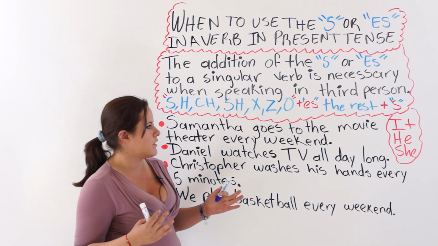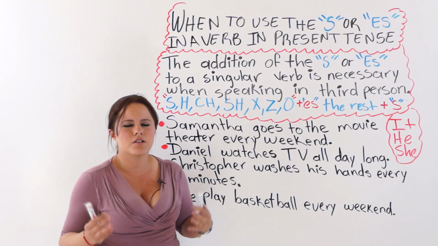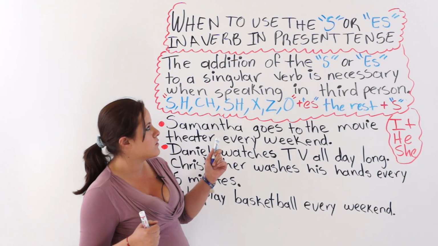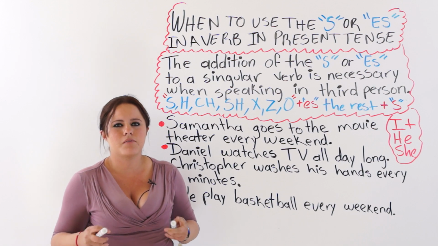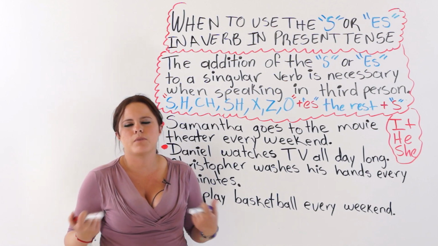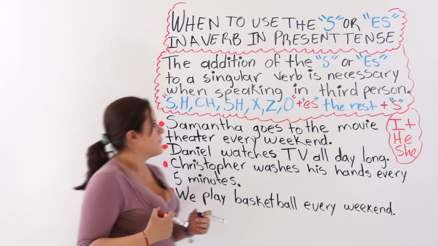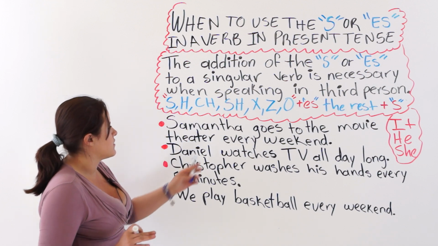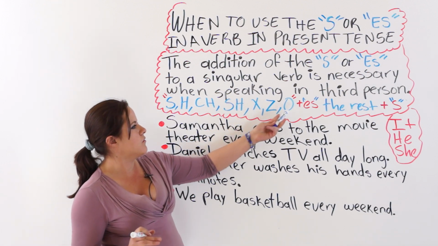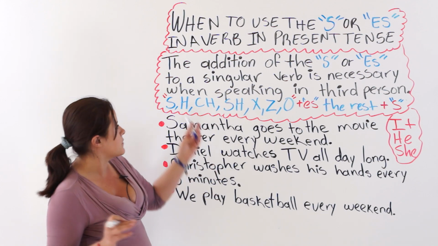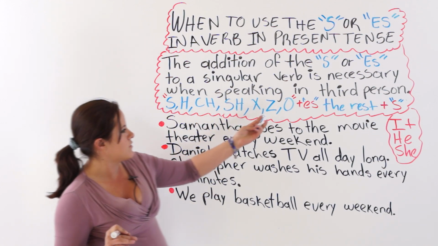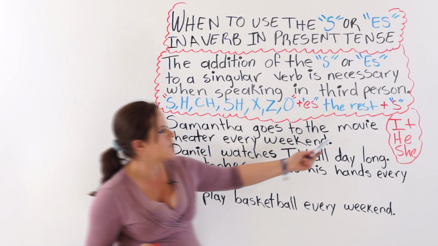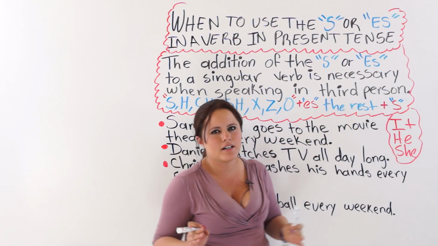So every time you are talking about he, she, or it, you are speaking in third person, and therefore you will need to add an s or an es at the end of a verb if you are speaking or writing in the present simple tense. I wrote this down here for you too. It says SH, CH, SH, X, Z, O plus ES. All of the verbs that end in these letters, you are going to add an ES at the end. And the rest will have an S added at the end.